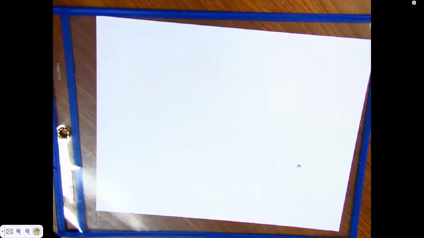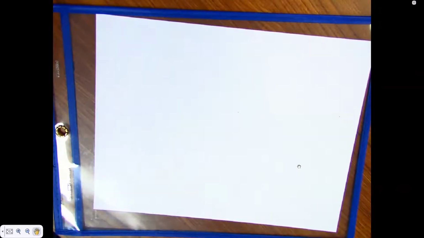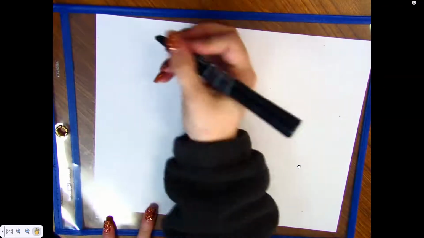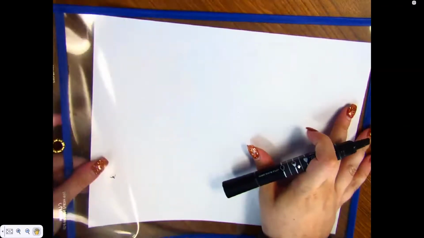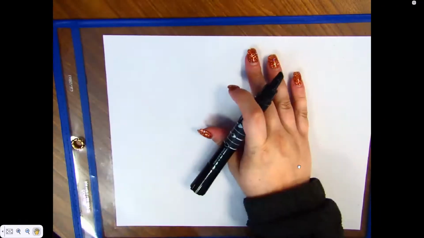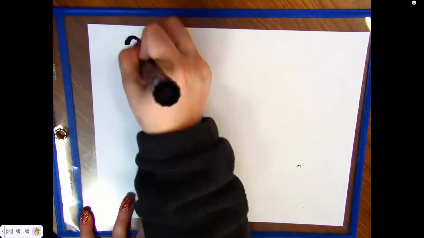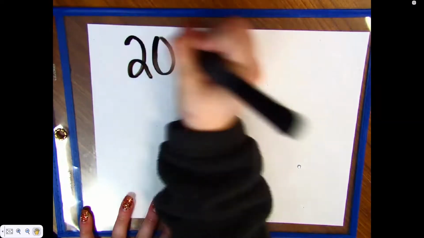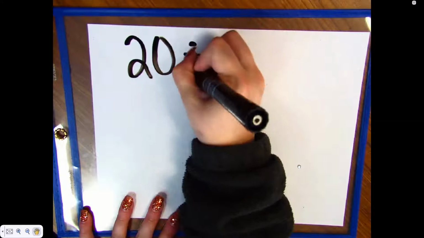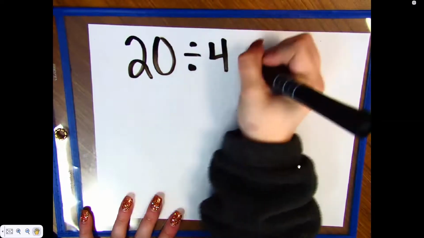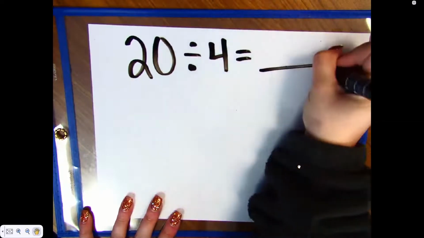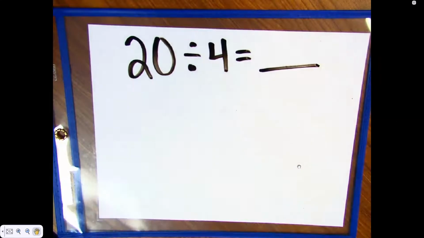There we go. So your division sentence, just like our multiplication sentences or equations, we have division equations or sentences. So it may look like this: 20 divided by 4 equals blank. Okay? 20 divided by 4 equals blank.